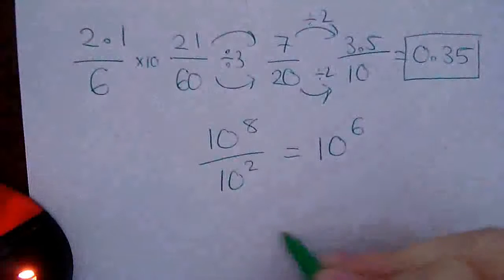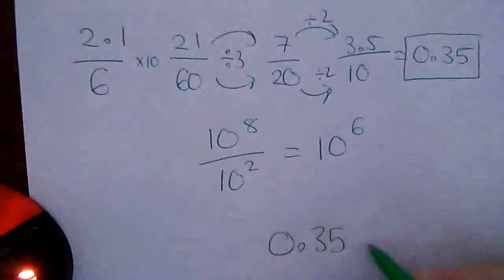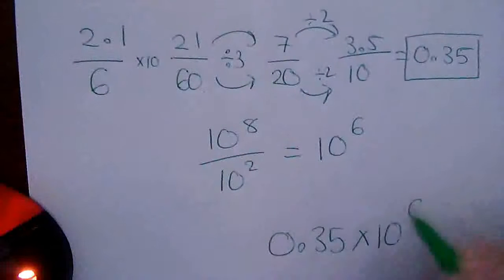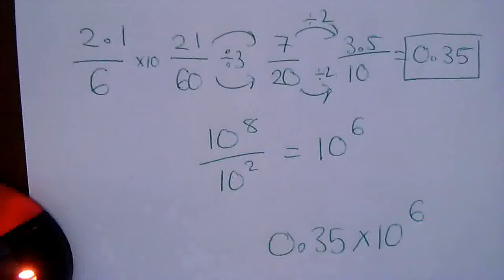We've got 0.35 times 10 to the power of 6. We've got the same problem here where this is not in standard form, so this time I'm going to have to times this side by 10 to make it 3.5.